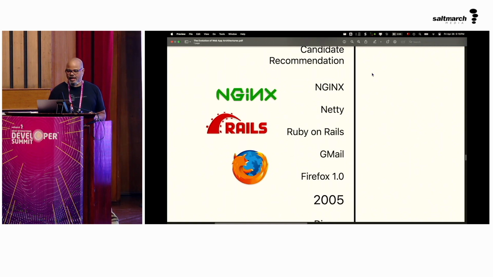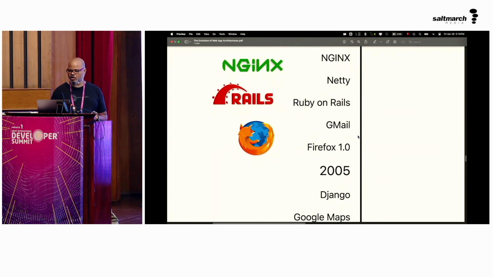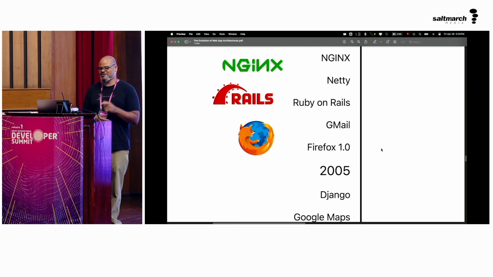And the other key thing, we had Ruby on Rails to provide a very opinionated, quick way to build applications, big deal, on the server-side web framework front. And we also had Gmail. Did anyone remember when Gmail came out? Nobody. Wow. Okay. One person. I knew there had to be one person.